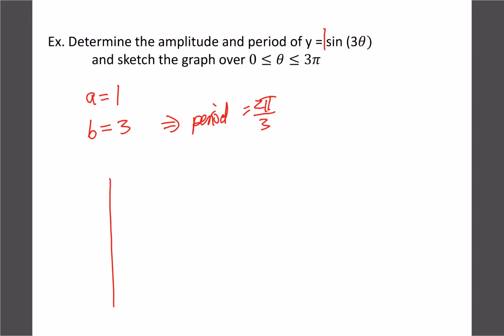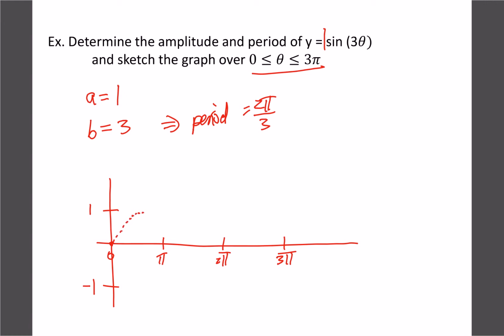And from that, we can basically sketch our graph. So we want to go, in this case, from 0 up to 3 pi. That's what our question tells us to go to. Okay, so we know we have an amplitude of 1, so that means we're going to go from 1 to negative 1. That's our regular graph. So remember, our regular graph should be, oops, I got that a little bit off. Let's fix that.